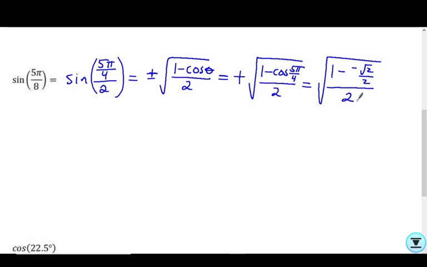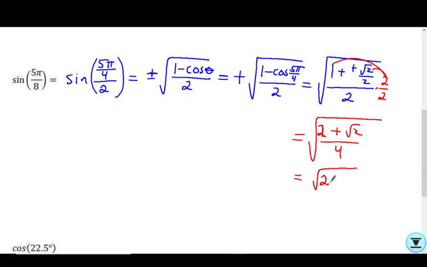Now, you could either get common denominators at the top, or there's a trick. So I'm going to multiply here by 2 over 2. And when I distribute this 2 in here, I multiply by 1 and multiply it by that, which is going to give me 2 plus root 2 over 4, or the square root of 2 plus root 2 over 2. That's your final answer.